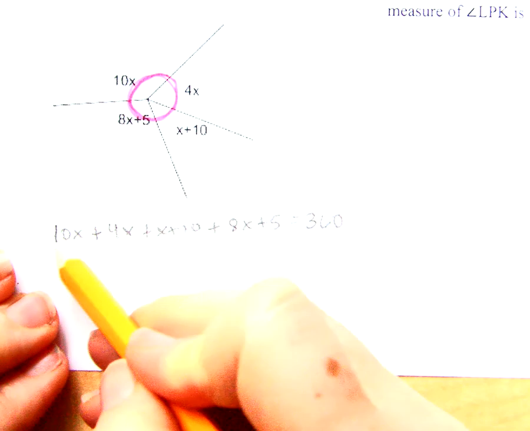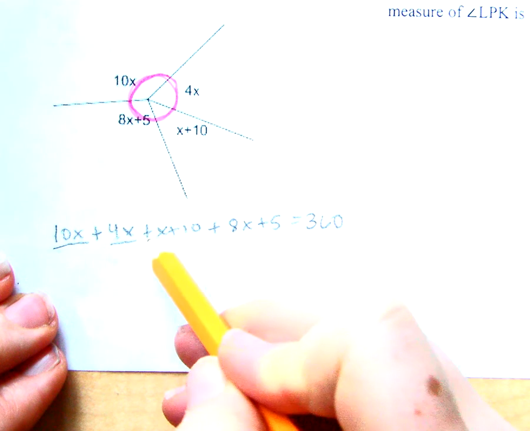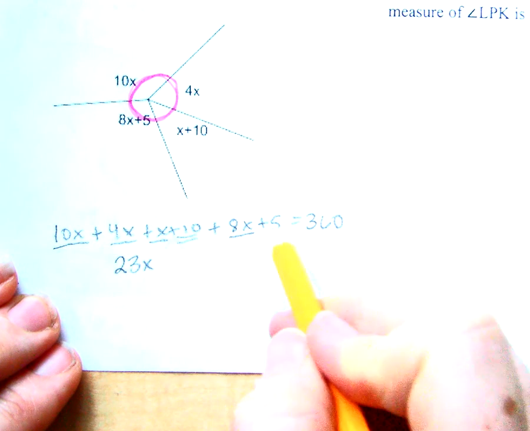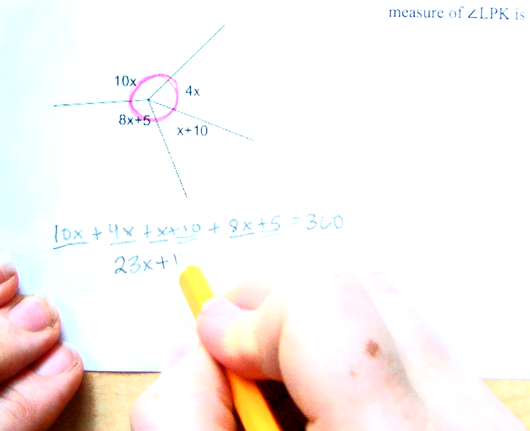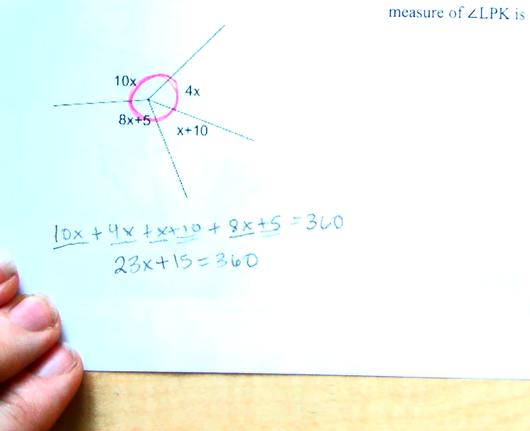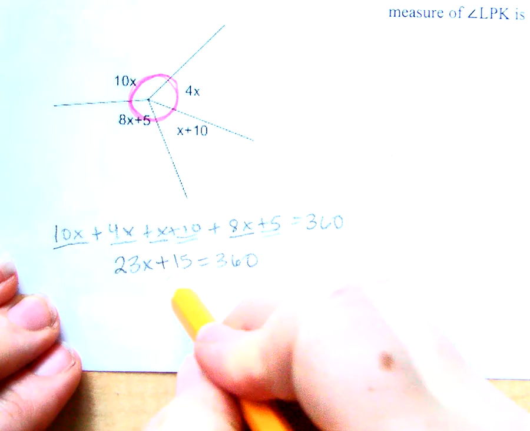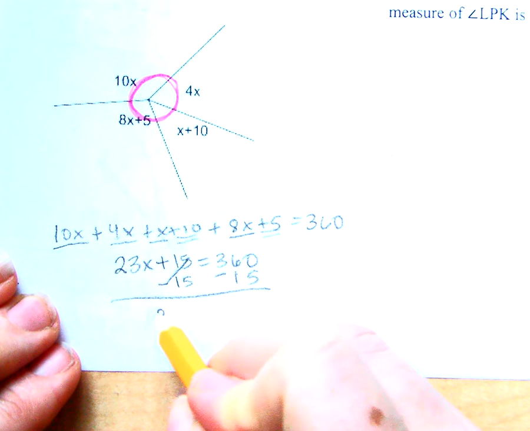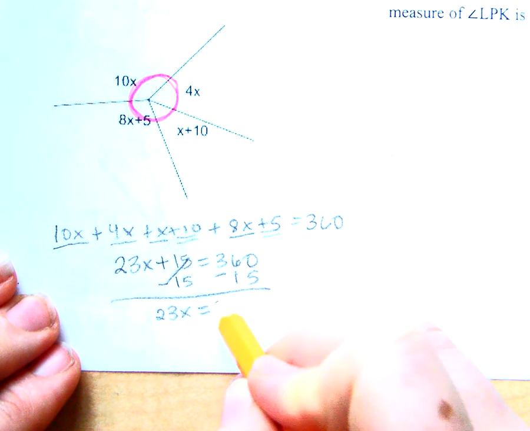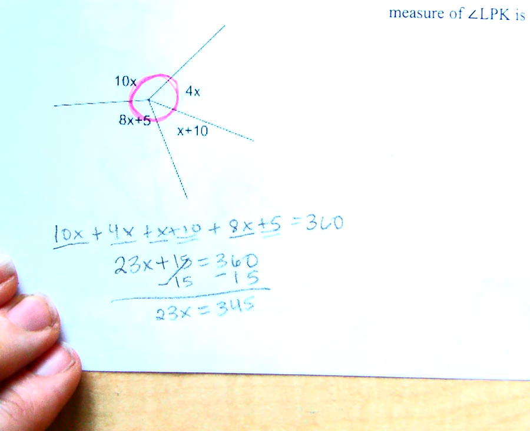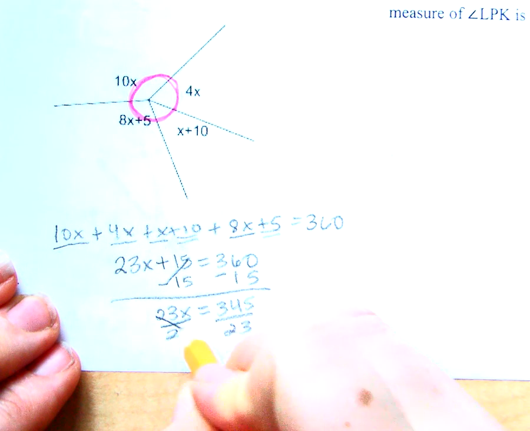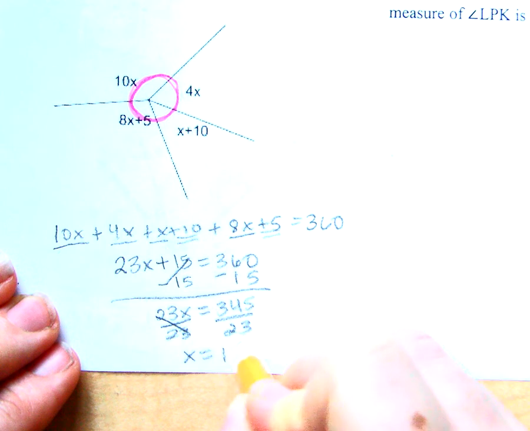Then I can combine like terms. So there's 10x, 14x's, 15x's, 23x's. And here's 10 plus 5, which is 15, equals 360. So I'm going to continue solving this by subtracting 15 from each side of the equation, giving me 23x is equal to 345. And then I'm going to divide by 23. And I'm going to get x is equal to 15.